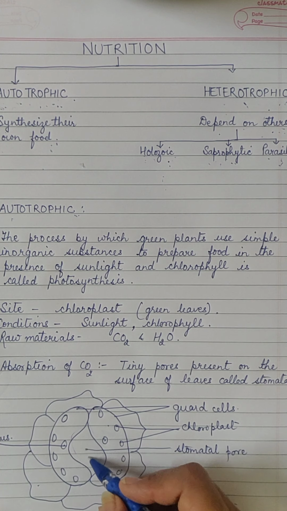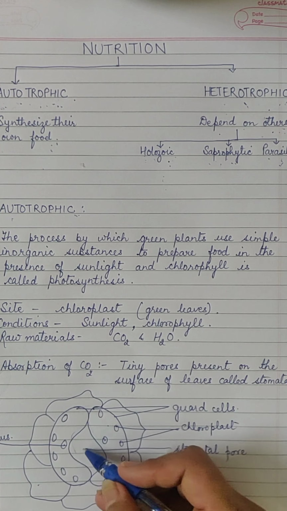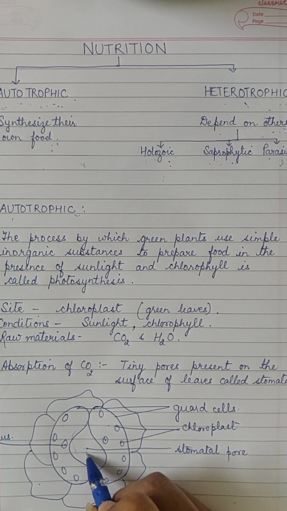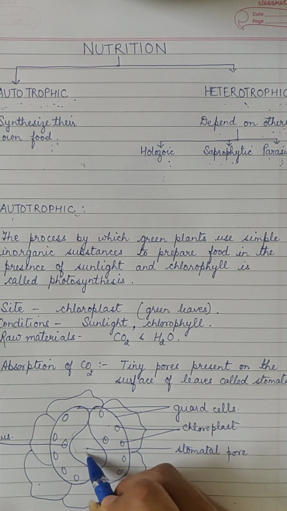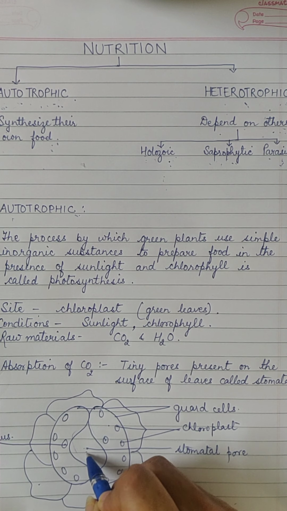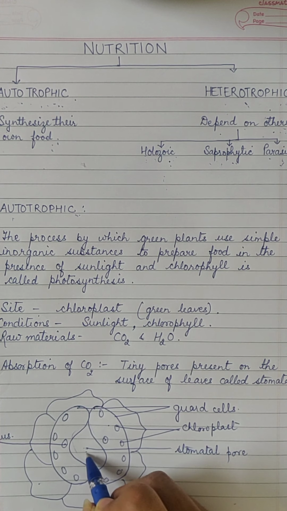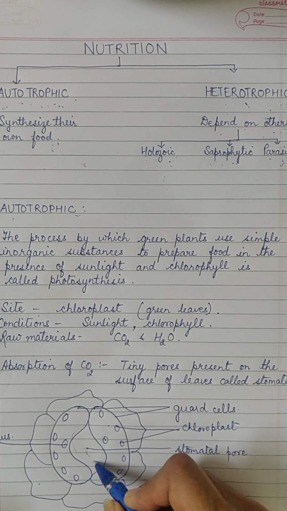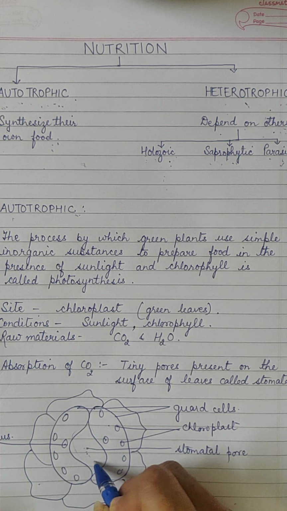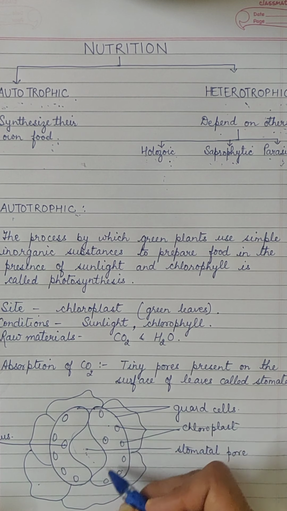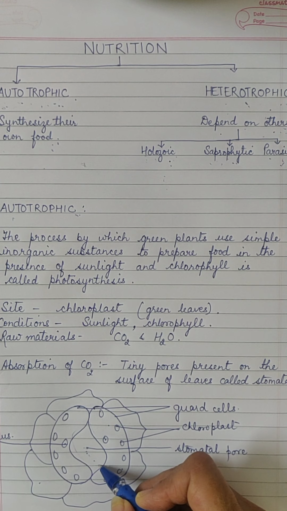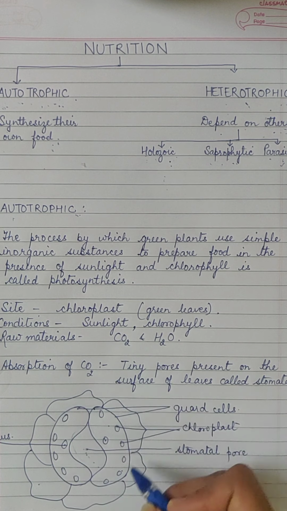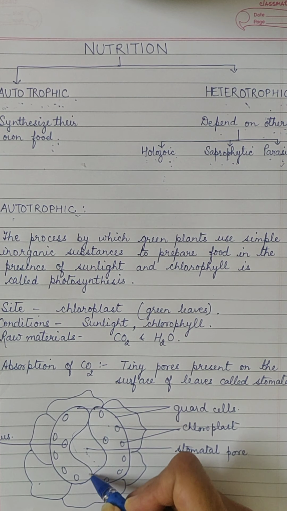Now, when it is open, gases are exchanged, carbon dioxide will enter in. Stomata is also responsible for the evaporation of extra water in the form of water droplets through the process of transpiration. Okay. Now in desert plants, to prevent the excessive loss of water through transpiration, the stomatal pores are usually closed during the daytime. Okay. So this is how the stomata open and close.